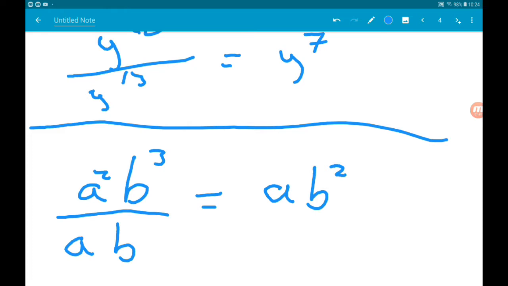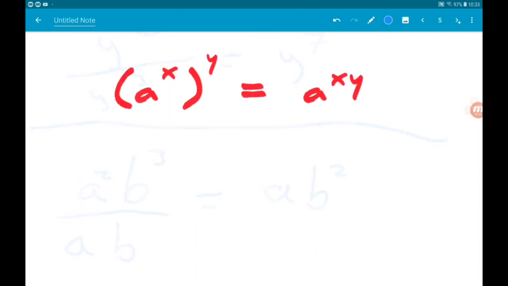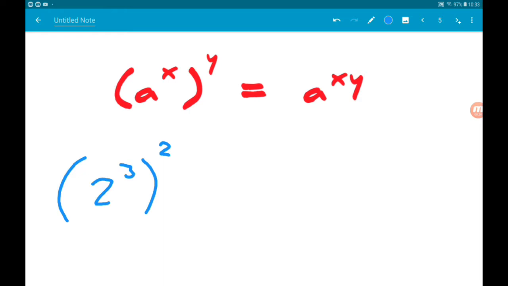Hopefully there will be more like that in the next video, where I'm going to go through and find exam questions. And the final rule: a to the power x all to the power y is equal to a to the power xy. So let's think about why this works. Let's say that we had 2 cubed to the power 2. Now 2 cubed to the power 2 means 2 cubed times 2 cubed.